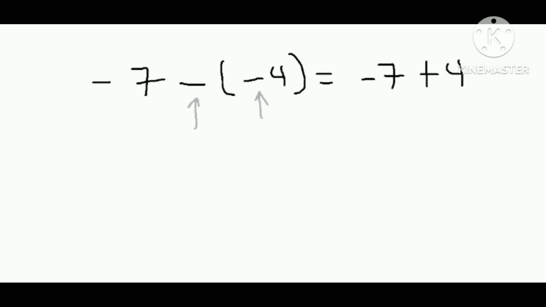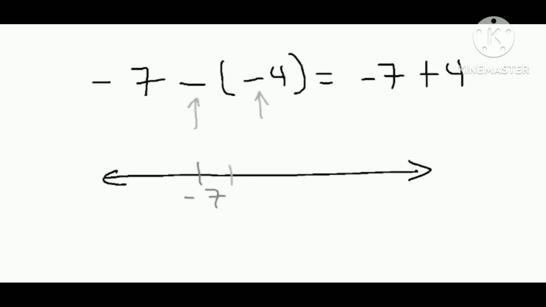Now what about this one? Negative 7 minus negative 4. Whenever you have two negative numbers next to each other, they will change into a positive number. So this is the same as negative 7 plus 4. So if you start at negative 7, add 4 to it. Go 4 units to the right. 1, 2, 3, 4. So this is negative 6, negative 5, negative 4, negative 3.